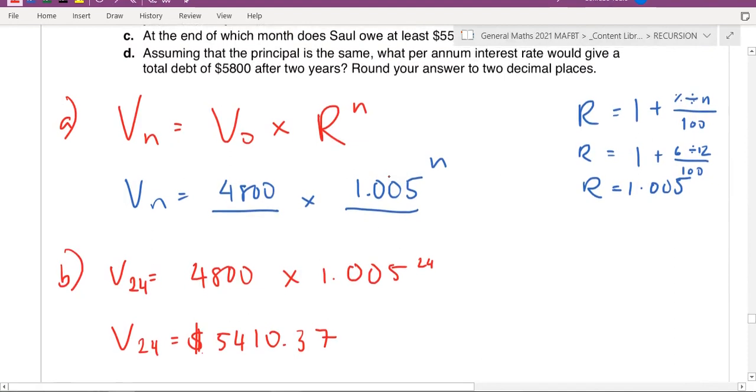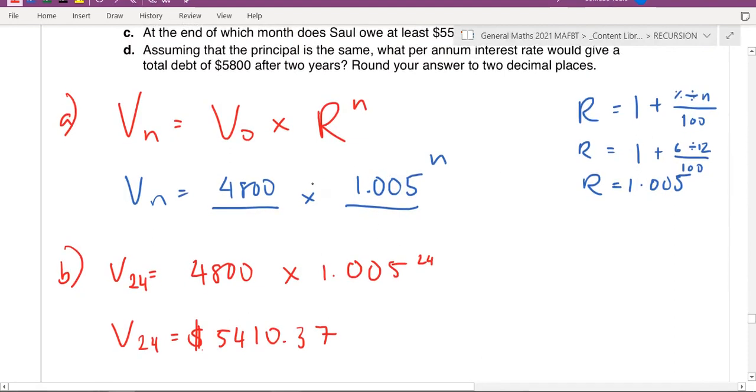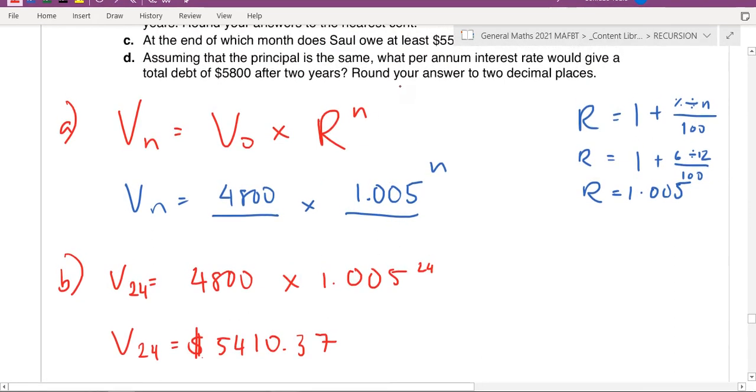On the actual SACs and exams, do you have to put dollar signs or not? No, not necessarily, but I like to put it anyway.